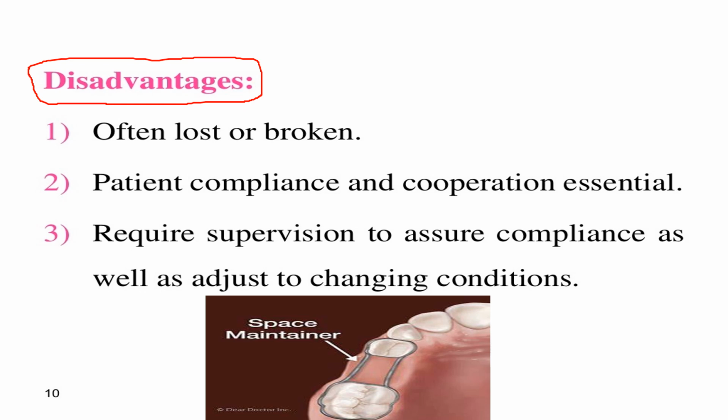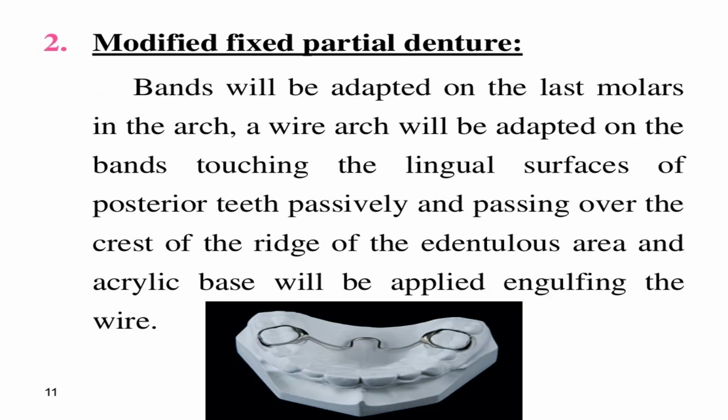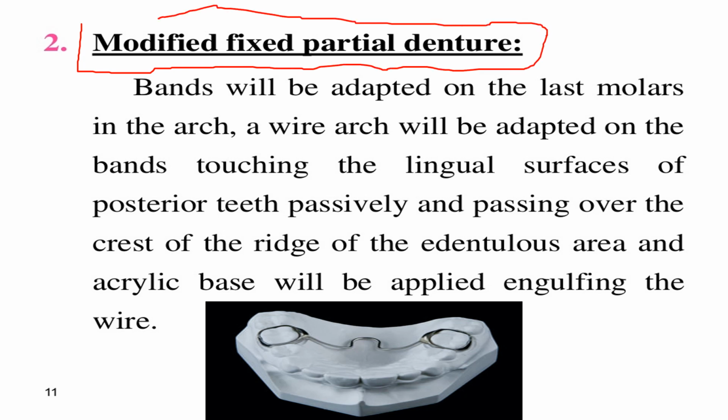2. Modified fixed partial denture. Bands will be adapted on the last molars in the arch. A wire arch will be adapted on the bands touching the lingual surfaces of posterior teeth passively and passing over the crest of the ridge of the edentulous area, and acrylic base will be applied engulfing the wire.